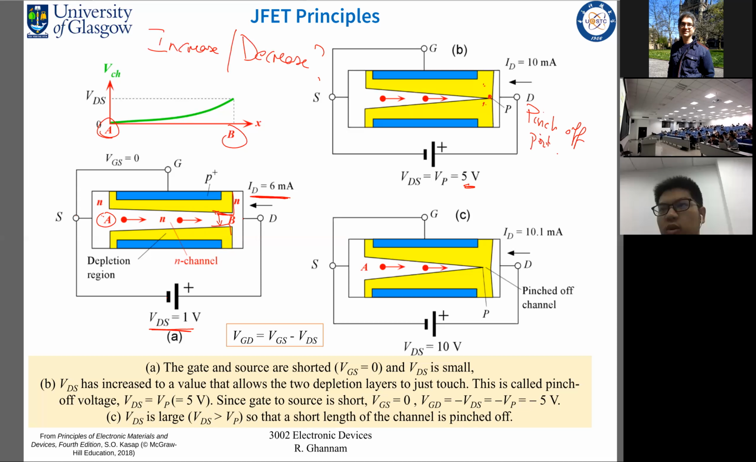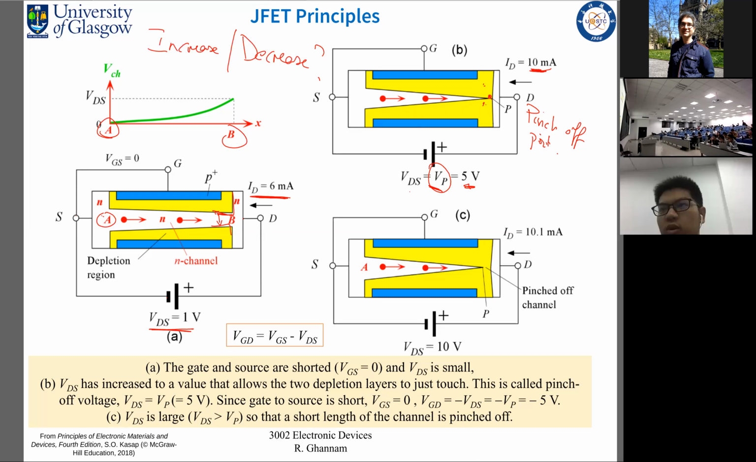Okay, so at this point, the point at which both depletion regions touch each other, this voltage is also known as the pinch-off voltage. So when increasing VDS to the point at which both depletion regions touch each other, VDS is equal to VP, and this is known as the pinch-off voltage. Now, the current, as you can see, has increased from 6 milliamps to 10 milliamps between the drain and the source.